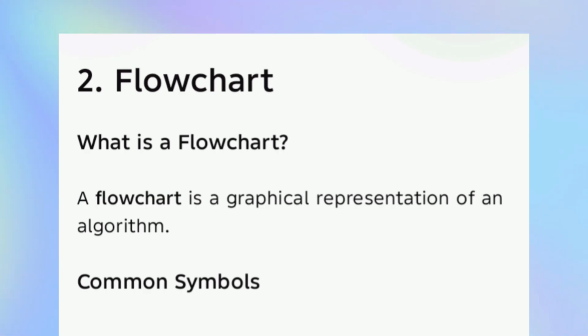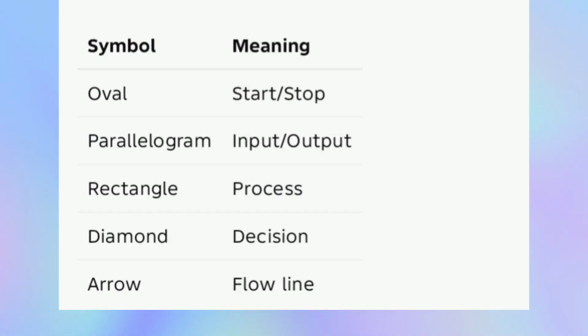Some set of symbols is already defined, used to represent processes based on shapes of the graphical representation. Oval: start and stop. Parallelogram: input and output. Rectangle: process. Diamond: decision. Arrow: flow line.